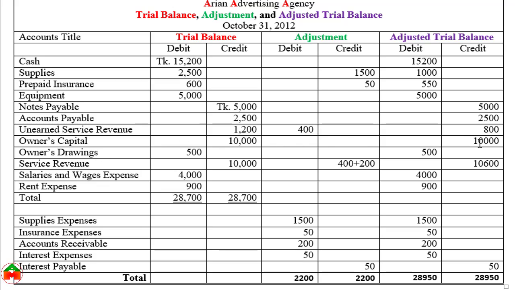Okay, owner's capital account, here 10,000, there is no adjustment, so we will write it directly on the credit side, 10,000, because this is credit and this is credit. Okay, owner's drawing, there is 500, so 500 is debit, there is no adjustment here, so we will write 500 here on the debit side.